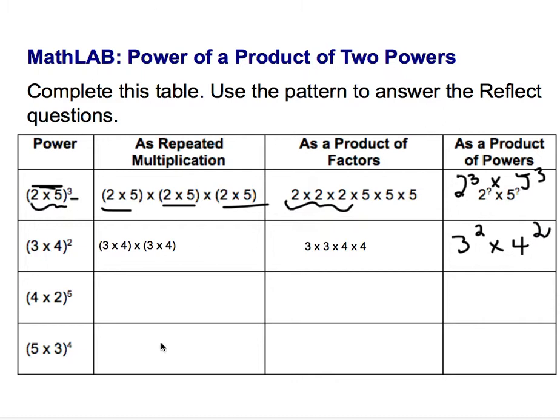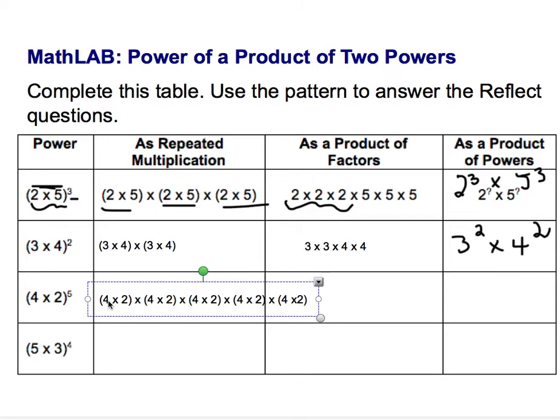Okay. Well, I start to see a little pattern here, so I'm just going to make sure that I'm doing it right. Let me put the brackets around to show you. So (4 times 2) times (4 times 2), because my base is 4 times 2, I have to do it 5 times. (4 times 2) times (4 times 2) and times (4 times 2). Okay.